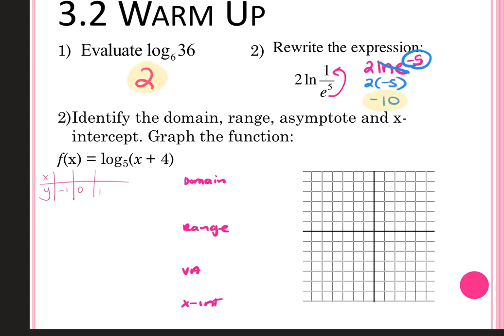Questions on either of those before we get to the graphs? There will be a good amount of questions like that, quick mental math on the quiz for tomorrow. And then obviously you get your graphing too. So with number 2, well, that should be a 3. Number 3, okay, it says identify the domain, the range, the asymptote, and the x-intercept, and graph the function.